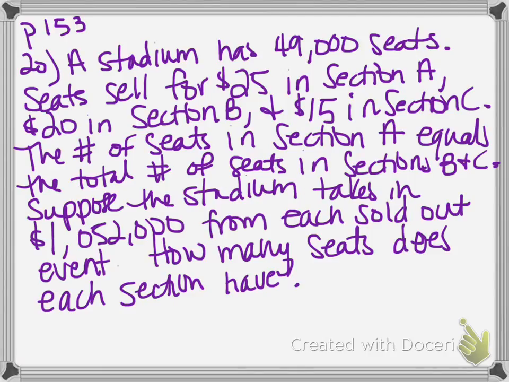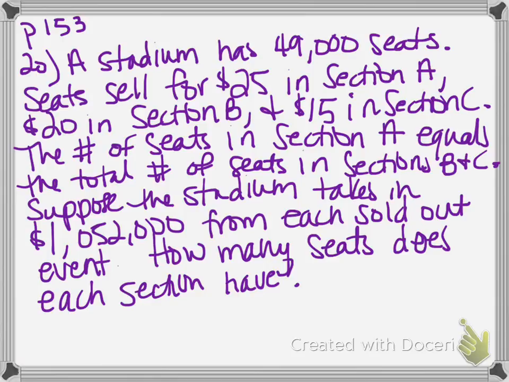All right, so here we have a stadium has 49,000 seats. Seats sell for $25 in section A, $20 in section B, and $15 in section C. The number of seats in section A equals the total number of seats in sections B and C. So suppose the stadium takes in $1,052,000 from each sold out event. How many seats does each section have?